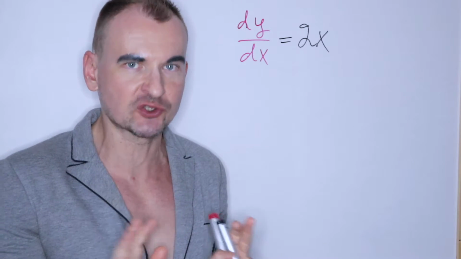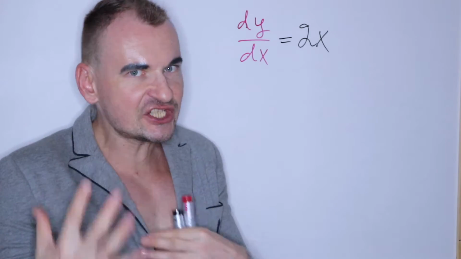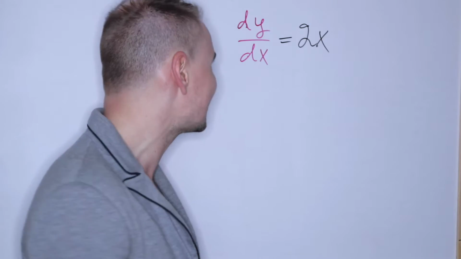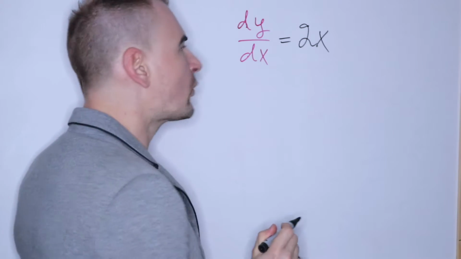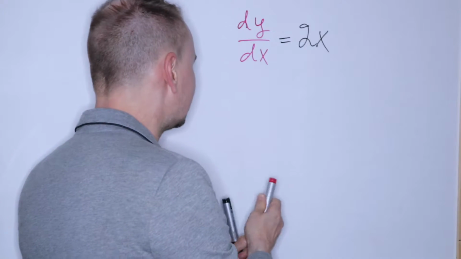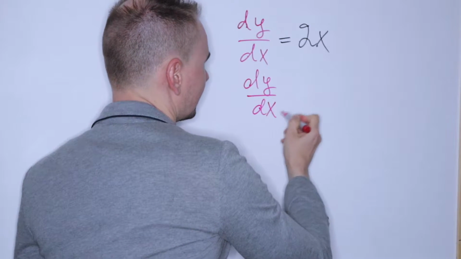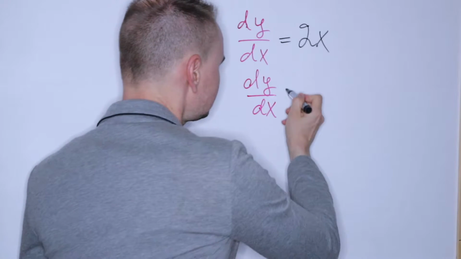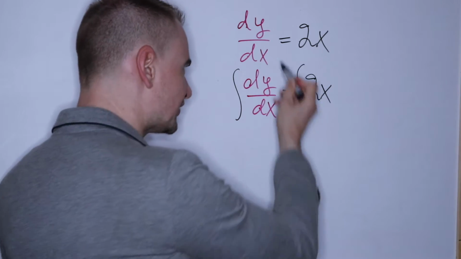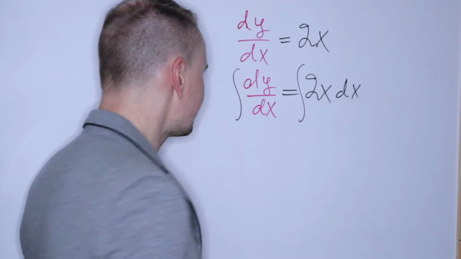sides of your equation. So what we're going to do is take the integral, or antiderivative, of both sides, the left hand side and the right hand side of your equation. So I'm going to rewrite it again: dy/dx equals 2x. And I'm going to integrate both sides with respect to x, dx.